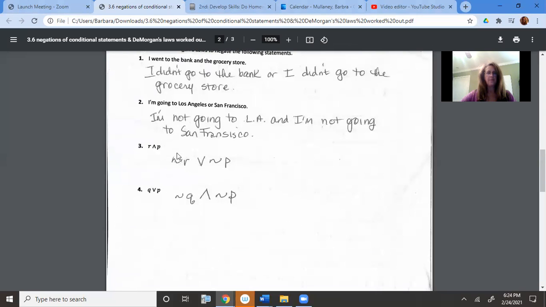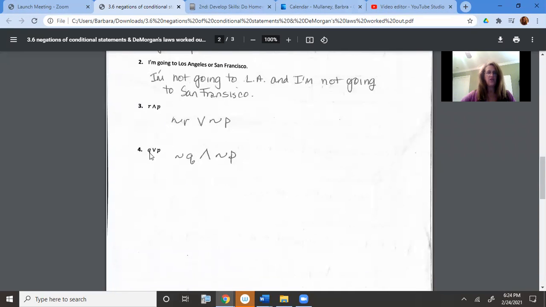Number three, R and P. To negate this, using DeMorgan's laws, not R or not P. So what we've done was changed the sign from an and to an or, and then we changed the letters and negated both of them. And finally, number four, Q or P, we negate both letters, so we get not Q and not P.